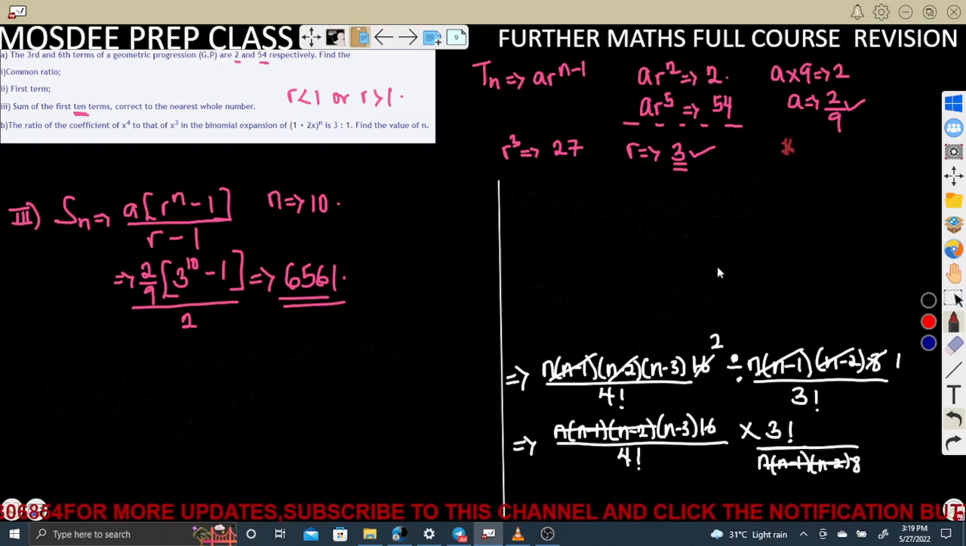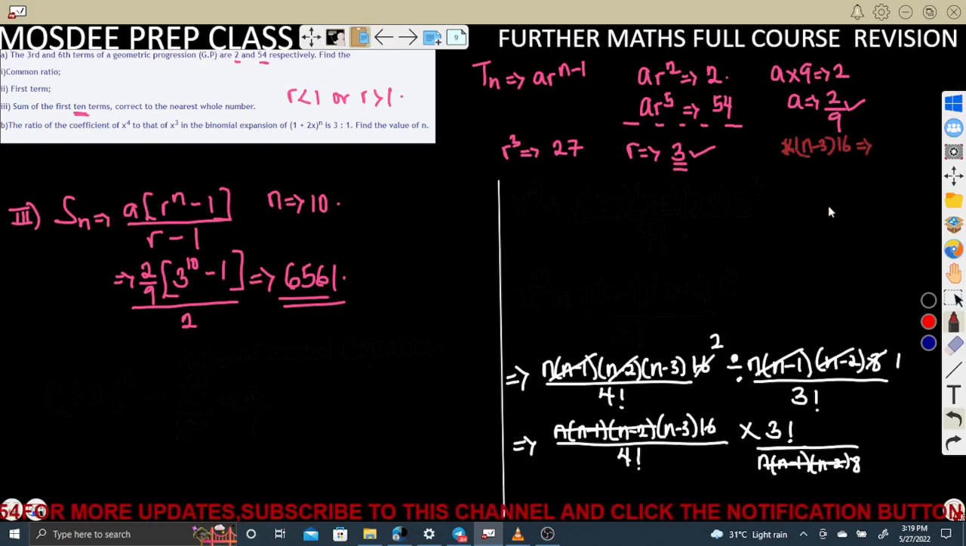So if I want to factorize this, when I cross multiply now, this is n minus 3, 16 is equals to 3 factorial times 4 factorial. So 4 factorial is 24. 3 factorial is 6. 24 times 6. I hope students are following. It's 144.